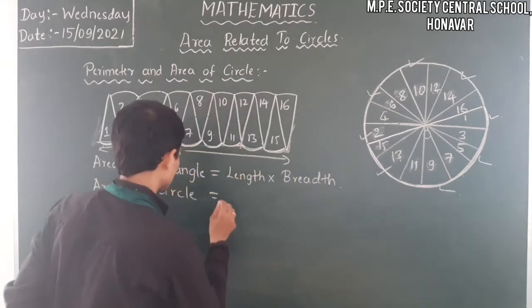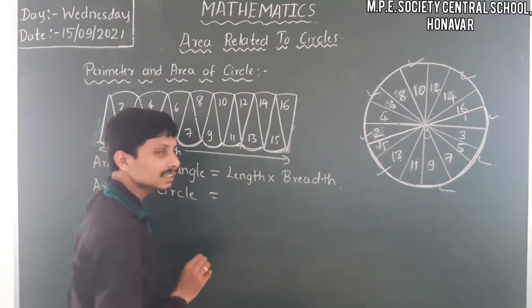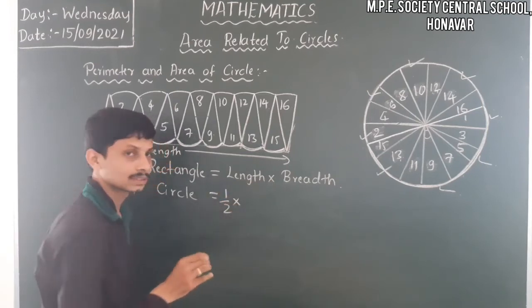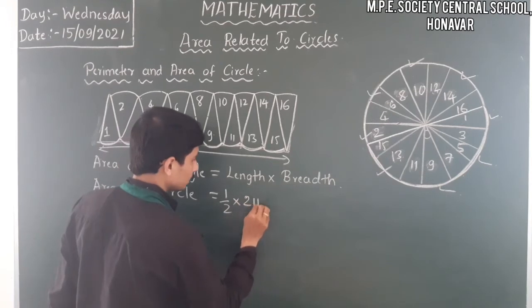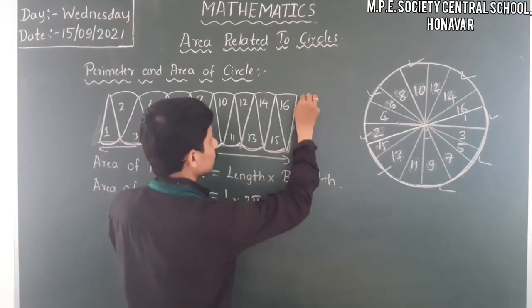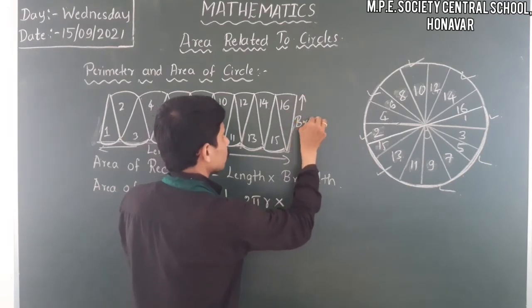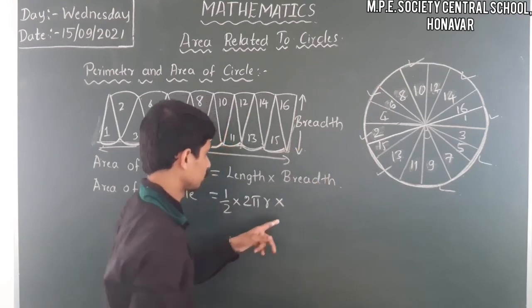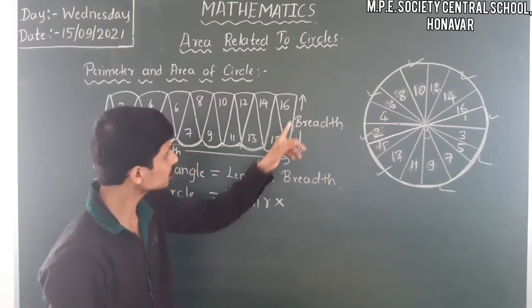So let us take that one. The length is nothing but half of the circumference, that is, half of 2 pi r. Then the breadth. So this is the breadth. This is nothing but the breadth.